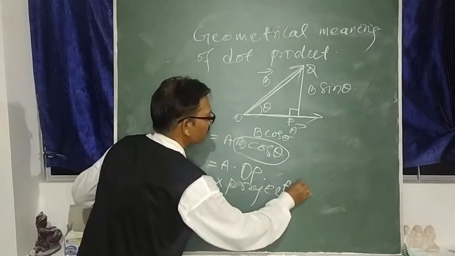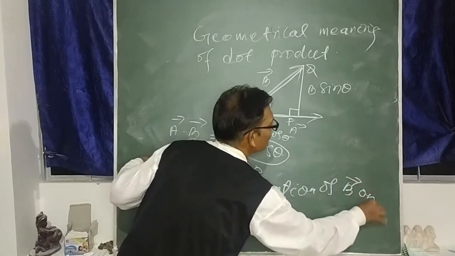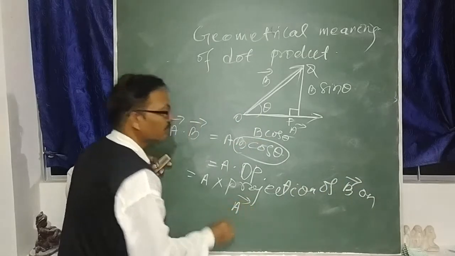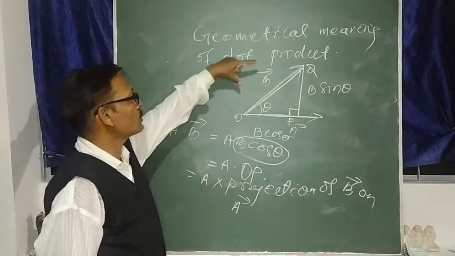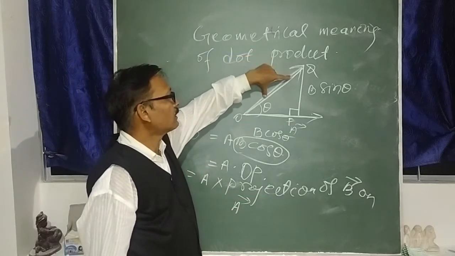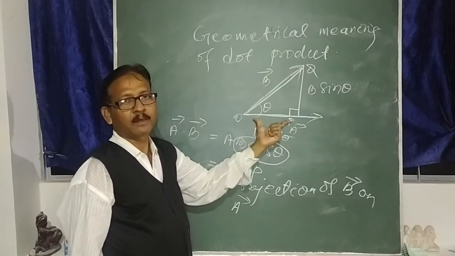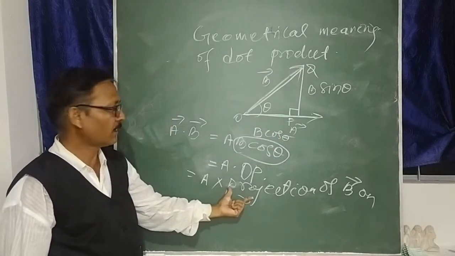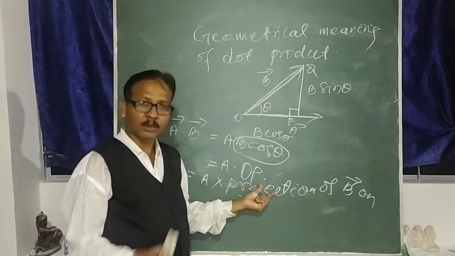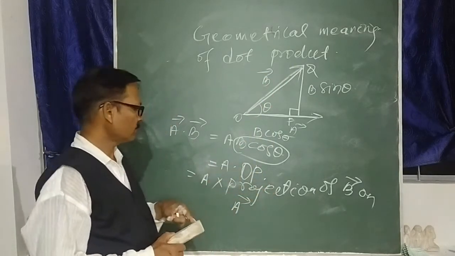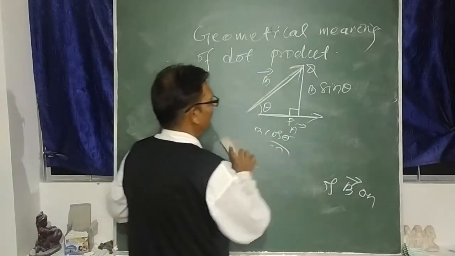Projection of B vector on A, or in the direction of A. This is called projection. Projection means top view. If you see from here, then the shadow of OQ will come to OP. This is called the geometrical meaning of A dot B: A vector into the projection of the other vector on that vector. Okay, this is called your geometrical meaning. May come in exam.